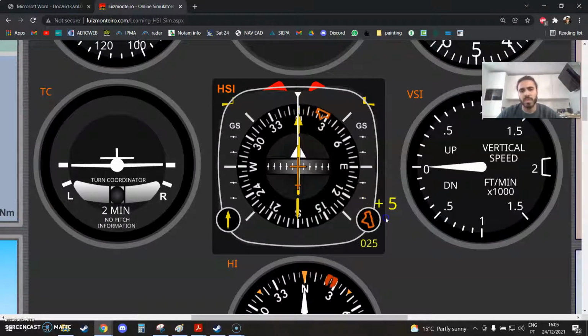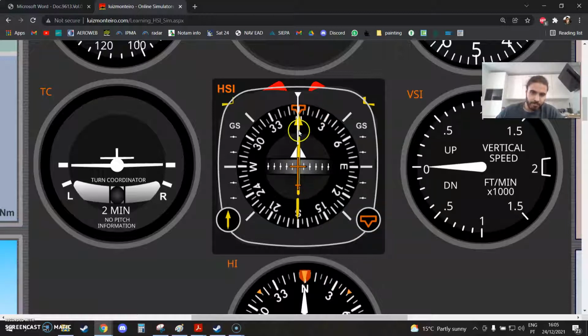For instance, if you select the heading bug on 030, the autopilot will follow 030. Or if you don't have an autopilot and ATC tells you, okay, I don't know, Speedbird 01, follow heading 030, you just put the heading bug here and you won't forget that you need to follow 030. And you have it here on the HSI, nice.